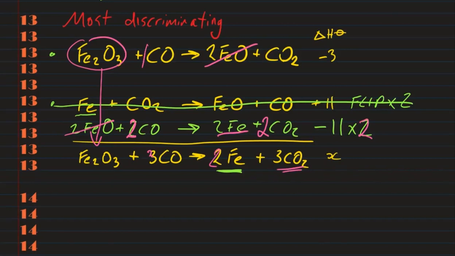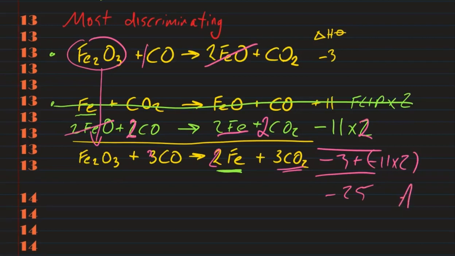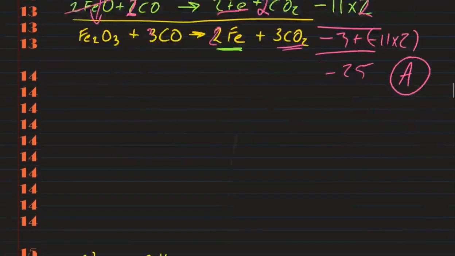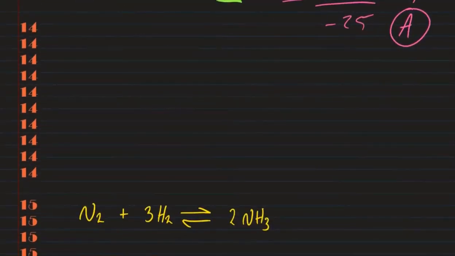So what do I have to do now to work out x, this unknown? You just sum what's above. So it's minus 3 plus minus 11 times 2. So what's that? Is that minus 25? Minus 25 is A, 13A. You have not discriminated against me, IB. 14.